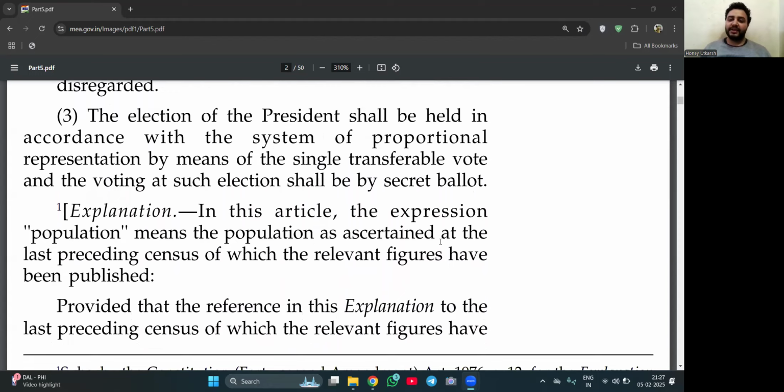Third, the election of the president shall be held in accordance with the system of proportional representation by means of the single transferable vote, and the voting at such election shall be by secret ballot.